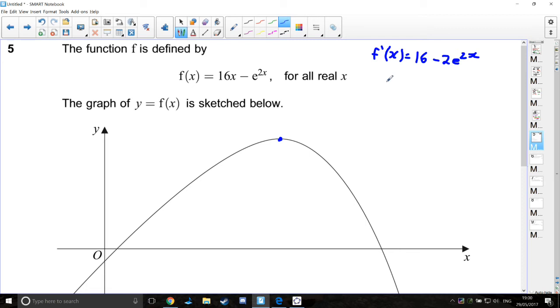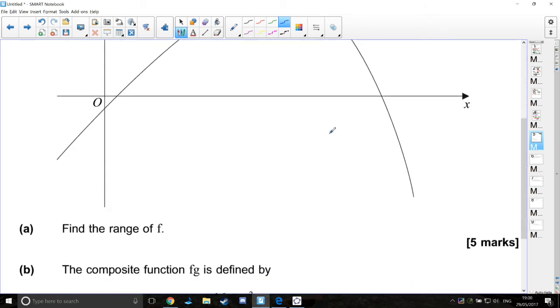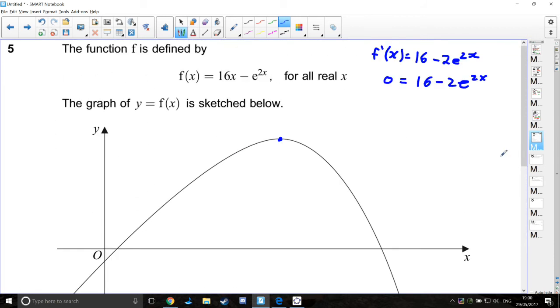So let's work this out. f dash of x is 0. So that's 16 minus 2e to the 2x. It hasn't said exact, but I'm going to go with exact just because. So this lets me know that 2e to the 2x is 16. Divide both sides by 2, e to the 2x is 8.